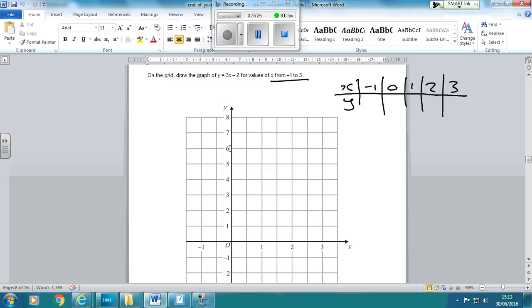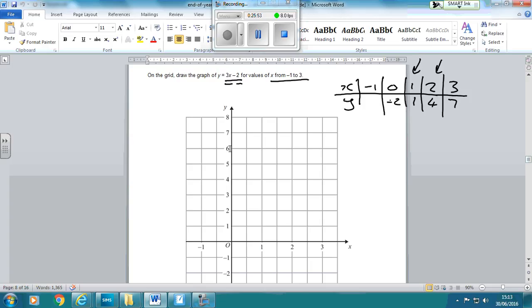So the way we figure out our y numbers, they're going to be 3 lots of the x numbers, take away 2. So 3 lots of 3 is 9, take away 2 is 7. 3 lots of 2 is 6, again, we're doing this thing here. 3 lots of my x number, take away 2. So 3 lots of 2 is 6, take away 2 is 4. 3 lots of 1 is 3, take away 2 is 1. 3 lots of 0 is 0, take away 2 is minus 2.